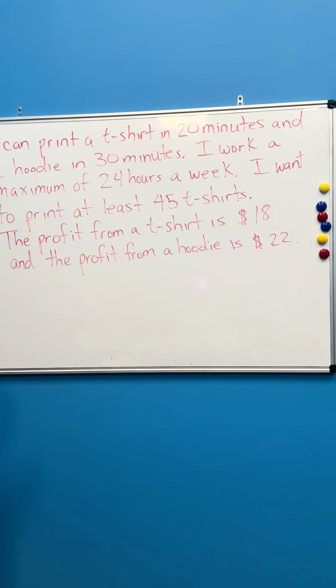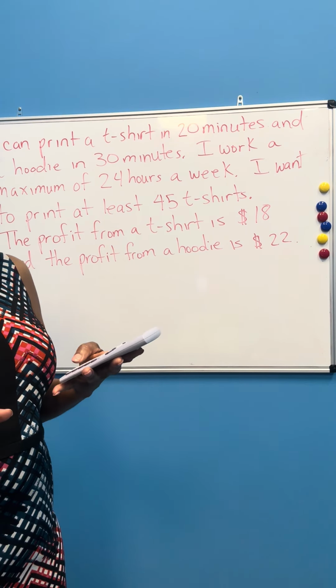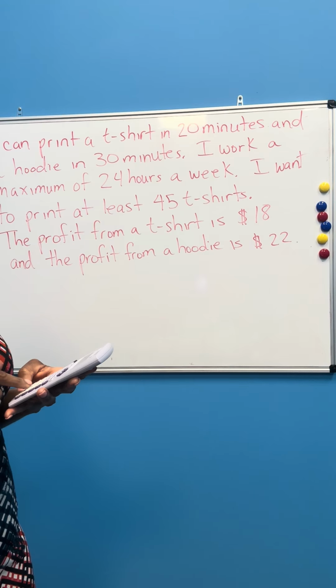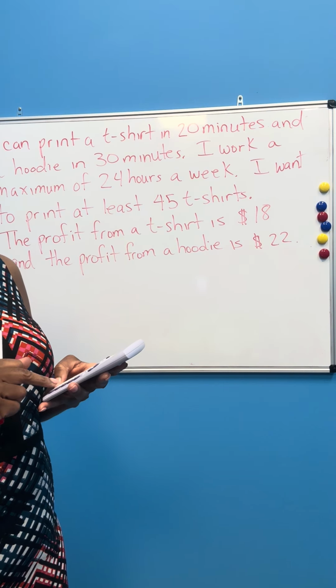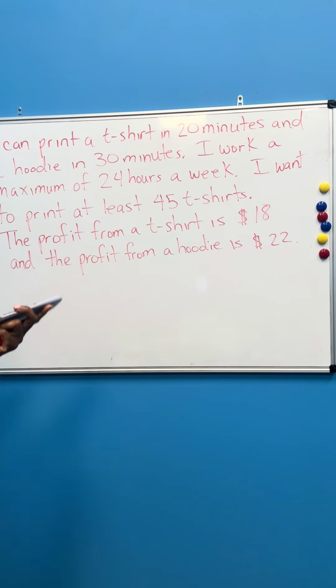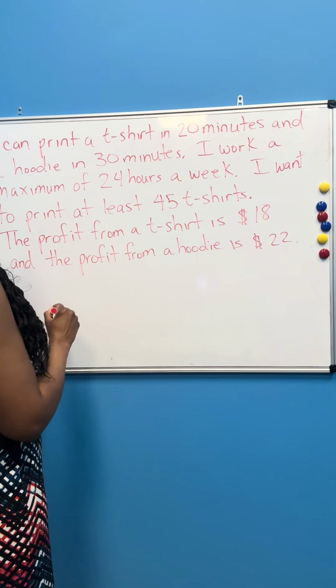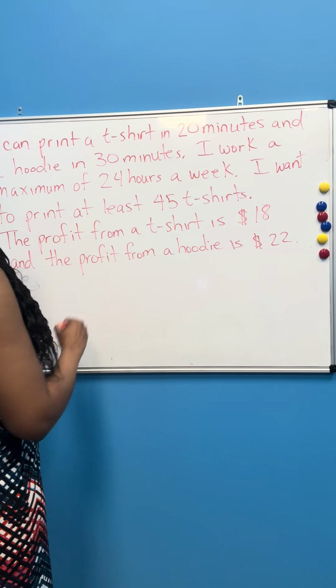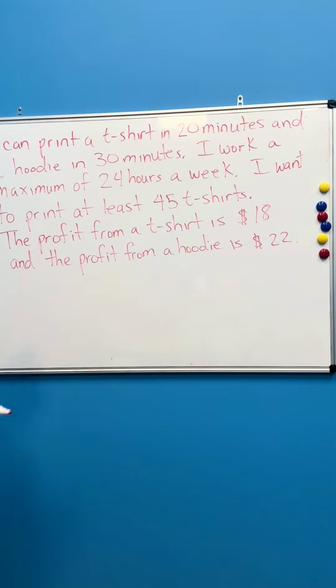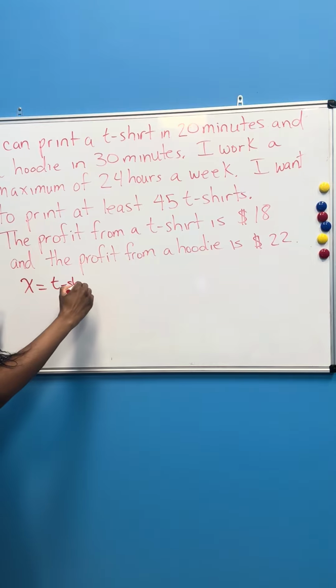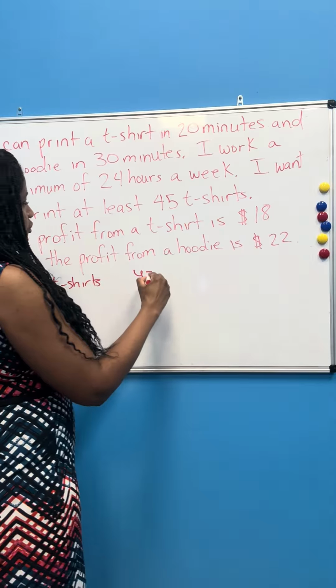So the first thing is, we have minutes. You print t-shirts in 20 minutes and hoodies in 30 minutes, but the maximum time you're working per week is 24 hours. So what we want to do first is change those 24 hours to minutes. That means I'm going to be working 1,440 minutes. And we're going to set X equals the number of t-shirts, and Y is for hoodies.